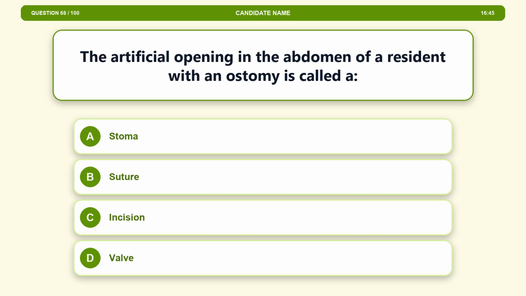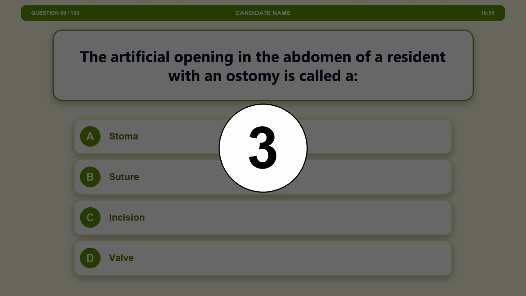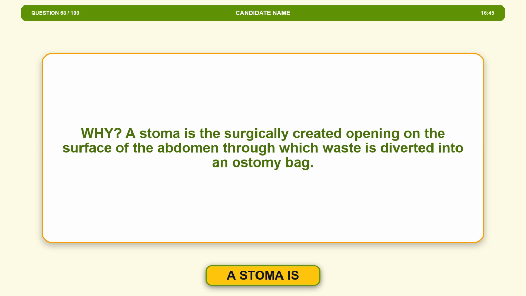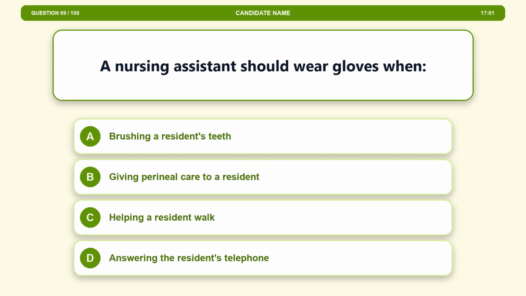Question 68. The artificial opening in the abdomen of a resident with an ostomy is called: Option A, stoma. Option B, suture. Option C, incision. Option D, valve. The correct answer is option A, stoma. A stoma is the surgically created opening on the surface of the abdomen through which waste is diverted into an ostomy bag.